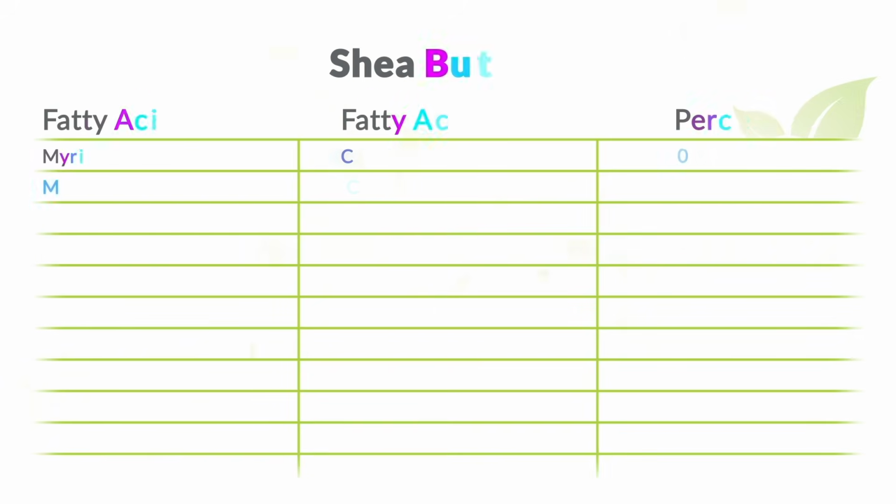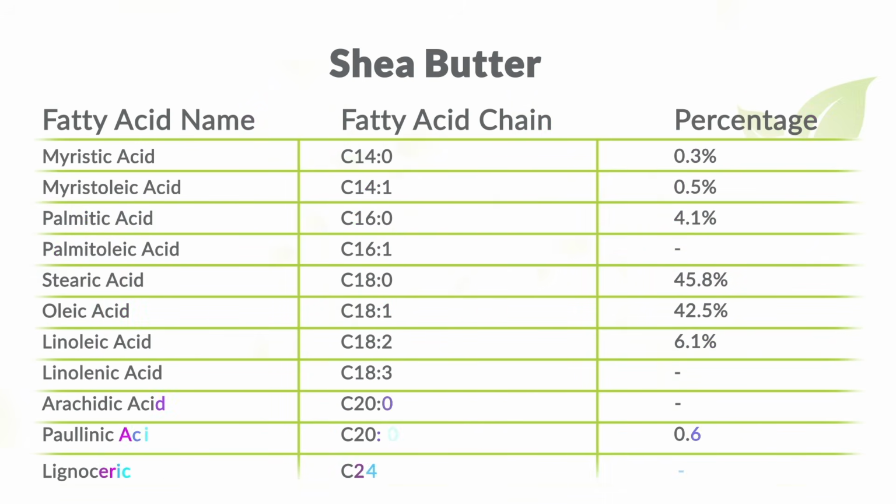The dominant fatty acid composition of shea butter is stearic acid. This number is over 15, and this number is 0. So shea butter is more of a sealing oil.